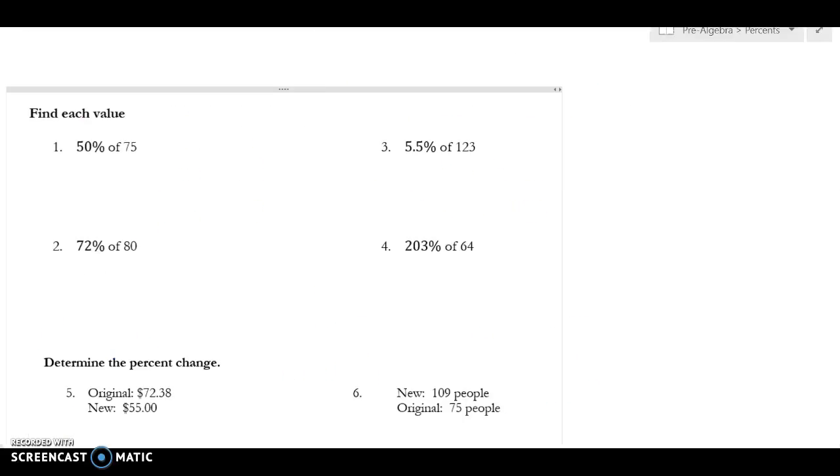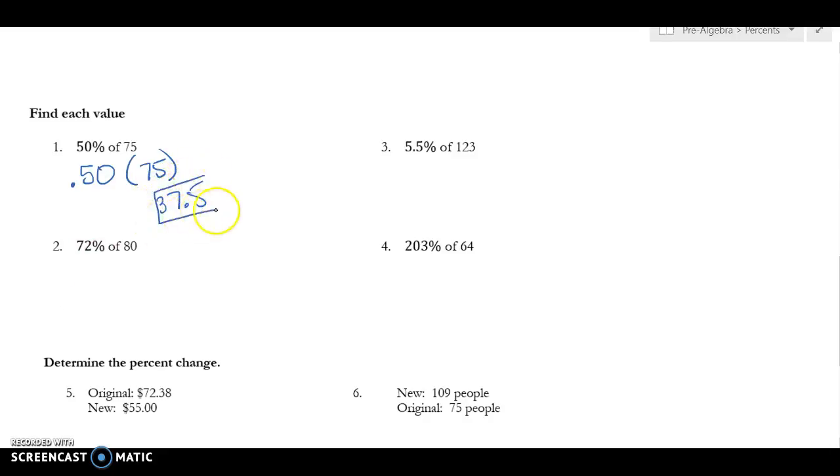Okay, so what I'd like you to do now is try these 4 problems, and when you think you have them, press play so you can check your work. All right, so 50% is 0.50 times 75. Another way to write times is to put it in parentheses. And so this is 37.5. 72% is 0.72 times 80, which is 57.6.